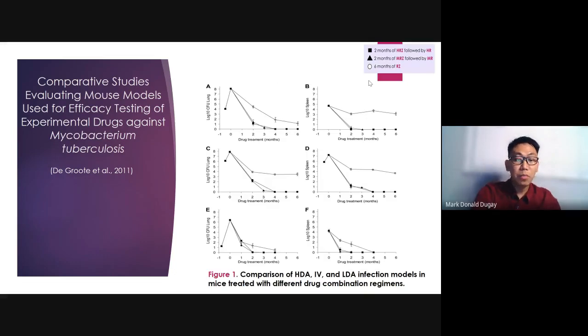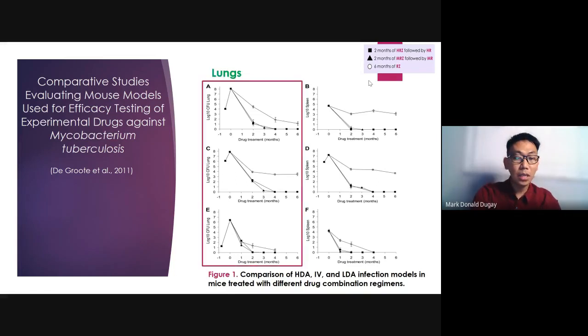Figure 1 shows the comparison of HDA, IV, and LDA infection models in mice treated with different drug combination regimens. Graphs A, C, and E are the bacterial numbers in lung mice after a high dose aerosol infection, intravenous infection, or low dose aerosol infection with M. tuberculosis for 6 months drug treatment.